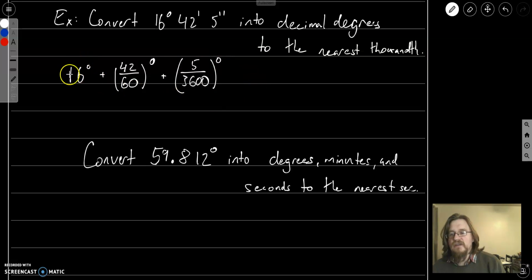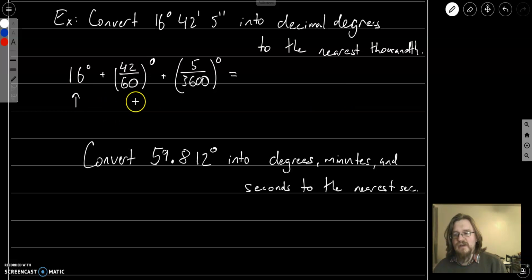So again, degrees are just degrees. I don't have to do any conversion. 42 minutes, there's 60 minutes per degree, so I don't quite have 1 degree in here. I still have to divide by 60, and there are 3,600 seconds per degree, so I've got to divide by this number.